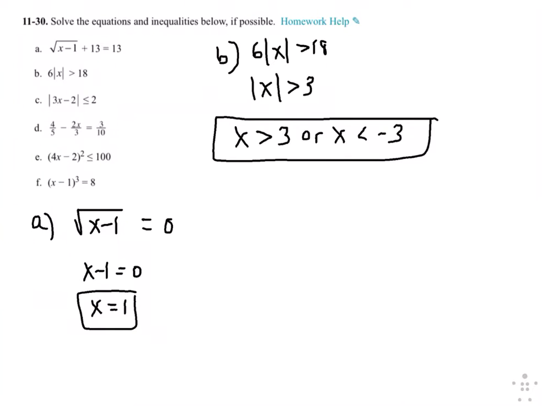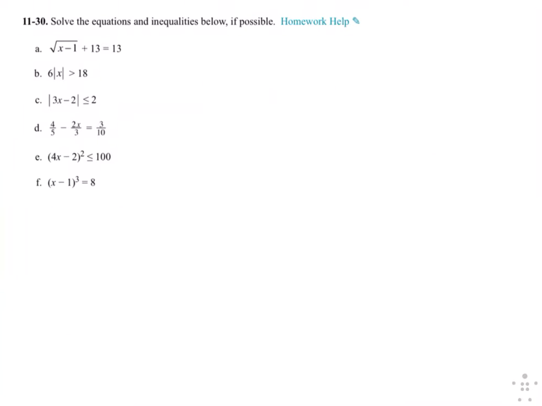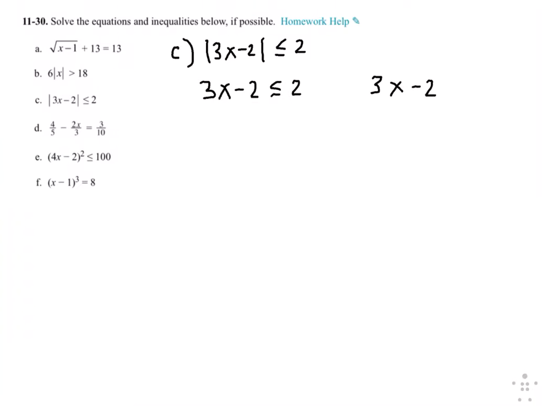Okay, for C, let me make some space. For C, we have the absolute value of 3x minus 2 is less than or equal to 2. So we're going to split this into 2. So I have 3x minus 2 is less than or equal to 2, and 3x minus 2 is greater than or equal to negative 2. And less than is an and. So this is an and.